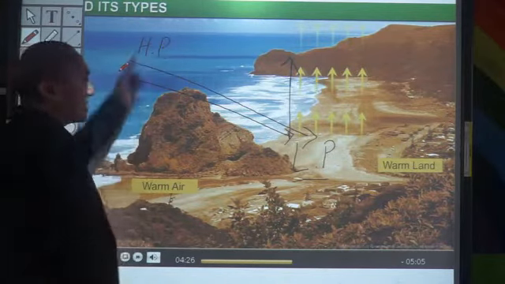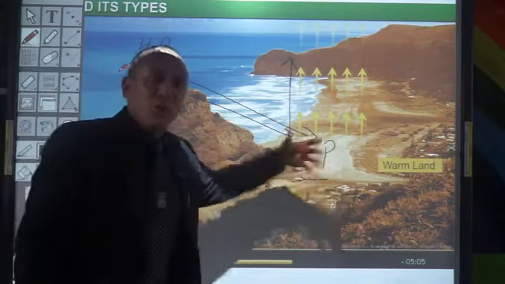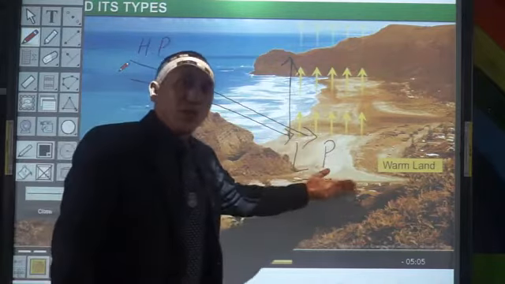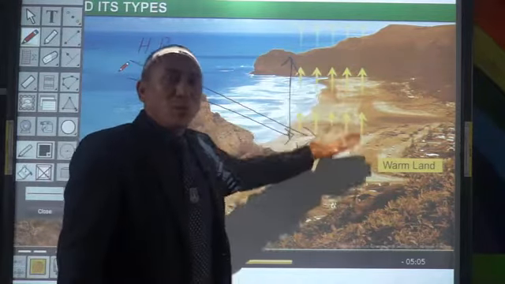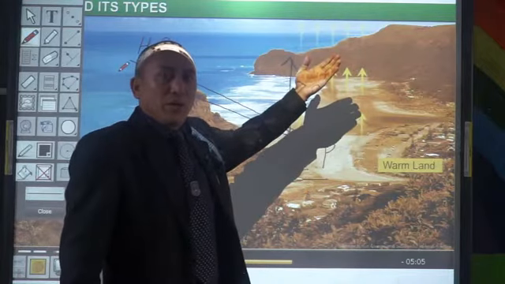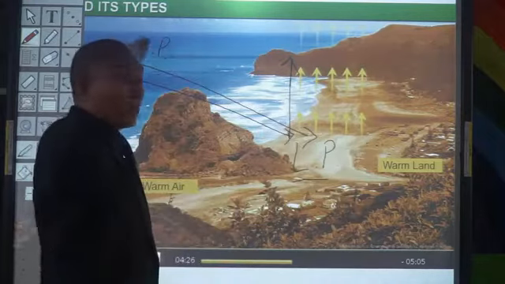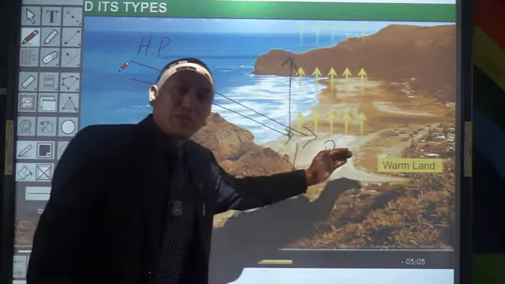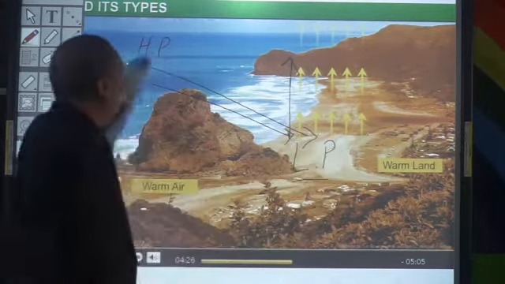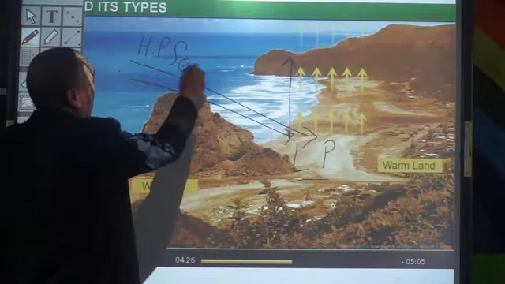See, it has high pressure. The land is warmer, it has a low pressure, and because the land is warmer, the warm air will rise up. And as the warm air rises up during daytime, what happens? The air has to be filled. So the cool winds come from the sea to occupy the space, whereby it's called as the what breeze?